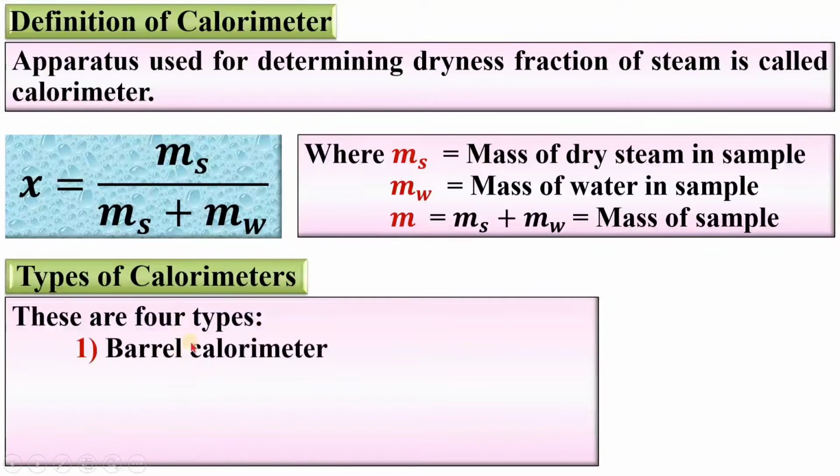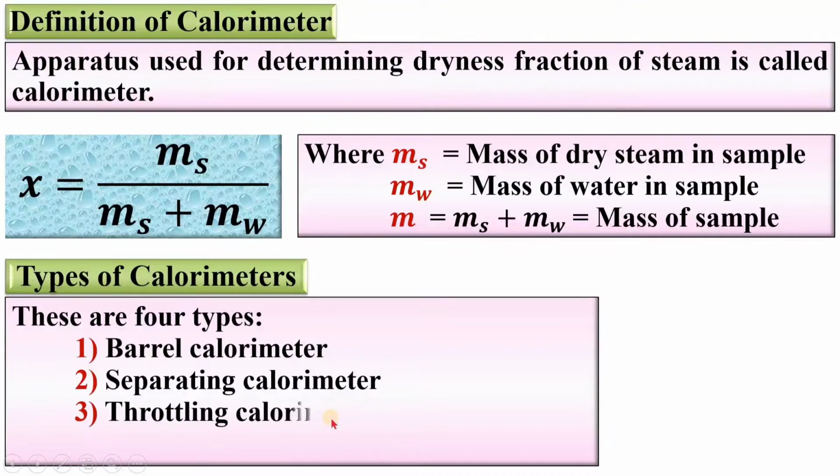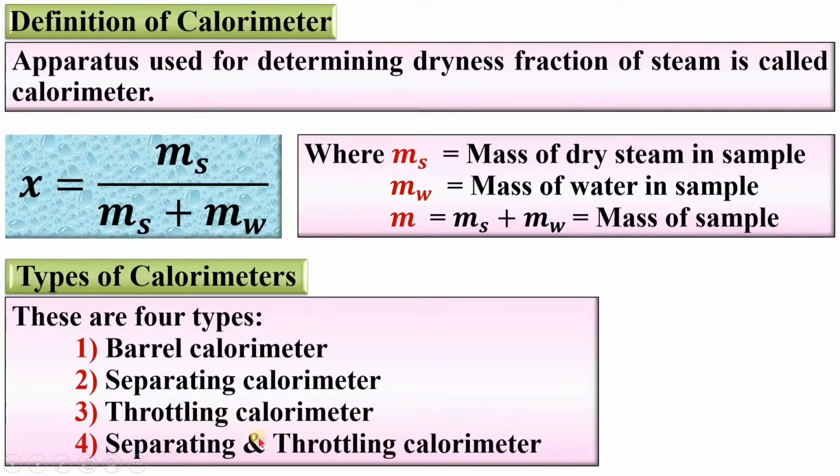Now the types of calorimeter. So basically there are four different types of the calorimeter: barrel calorimeter, separating calorimeter, next throttling calorimeter, and at last separating and throttling calorimeter. That is sometimes known as the combined calorimeter also. So we will discuss all these different types of the calorimeter in this basic mechanical engineering video series. So let's start from the first, barrel calorimeter.